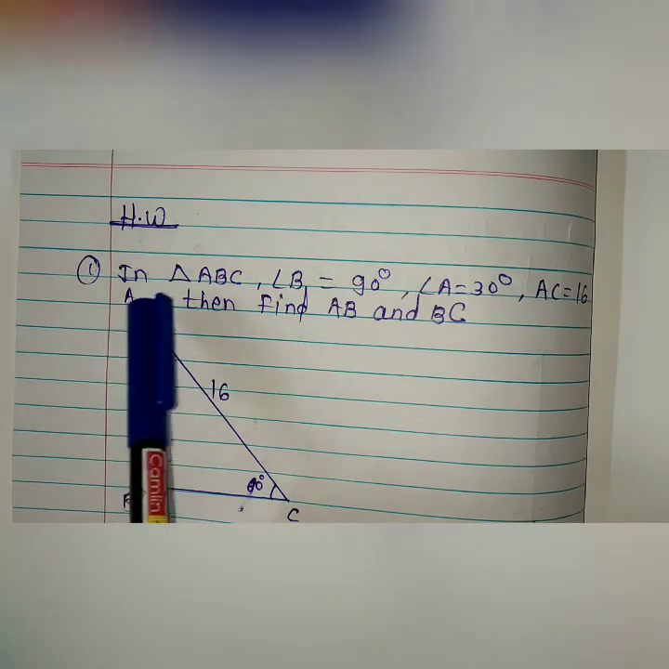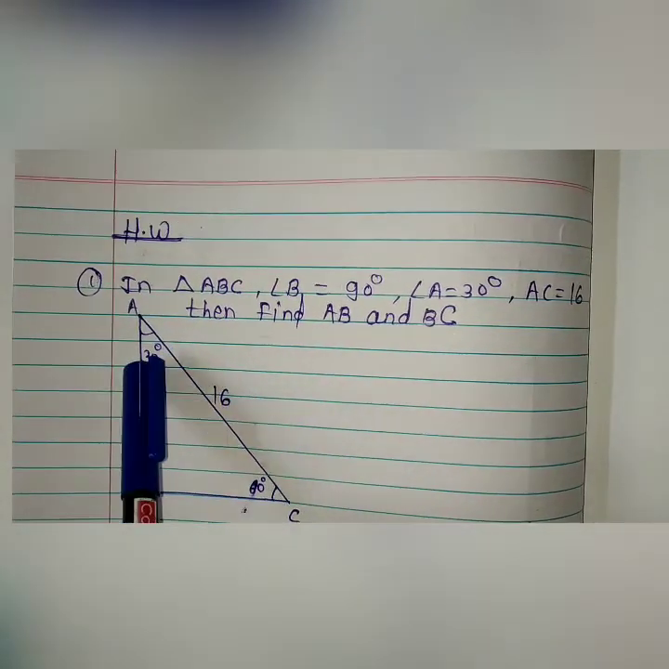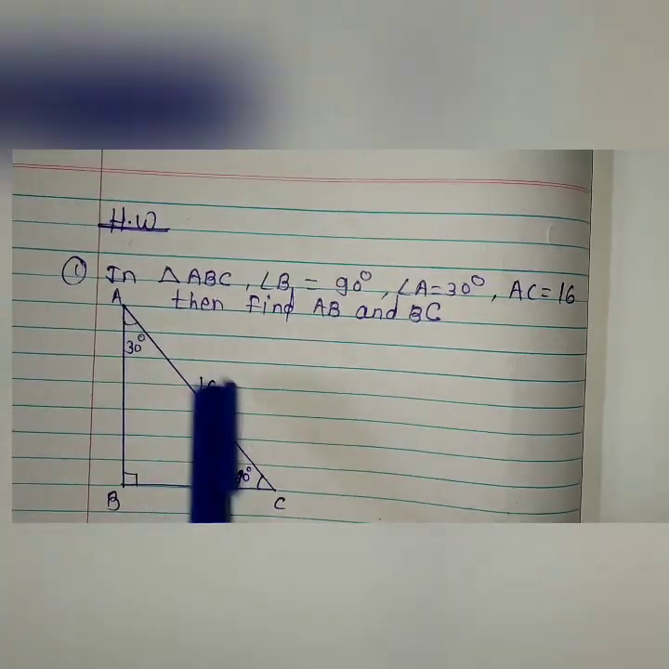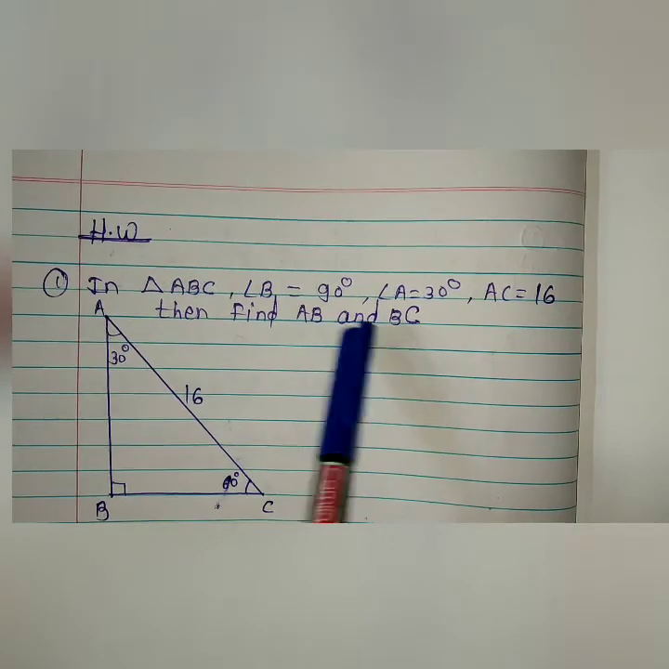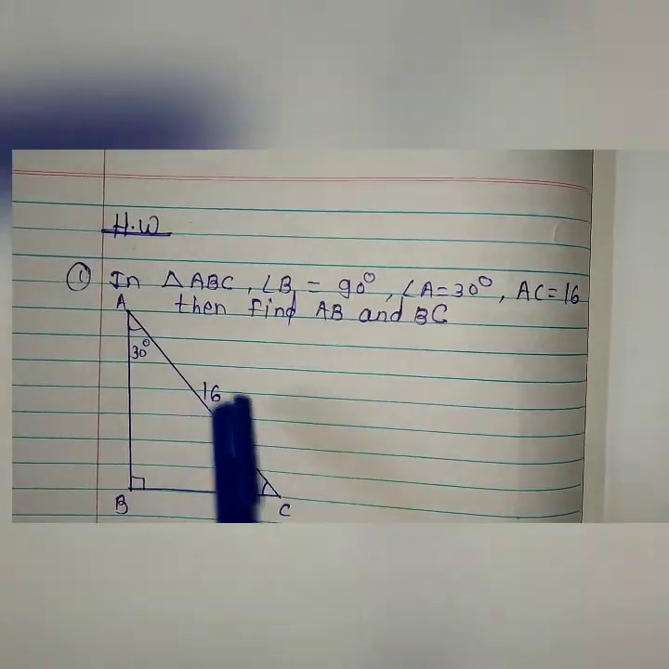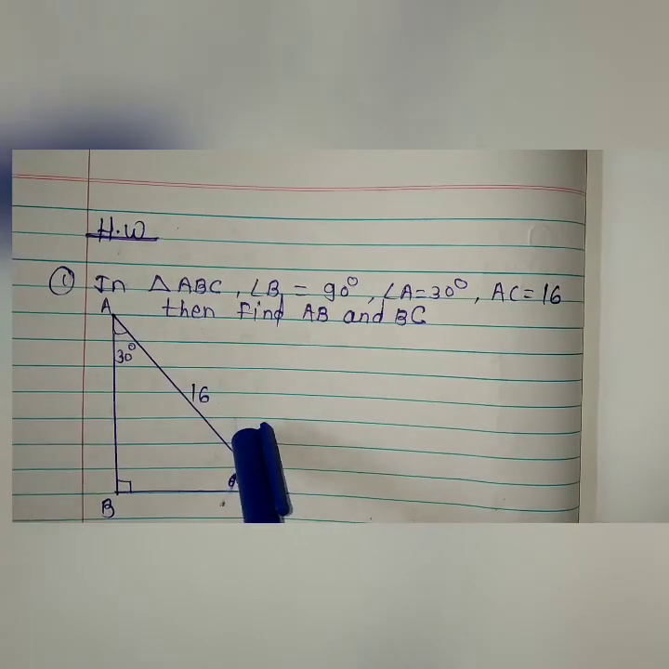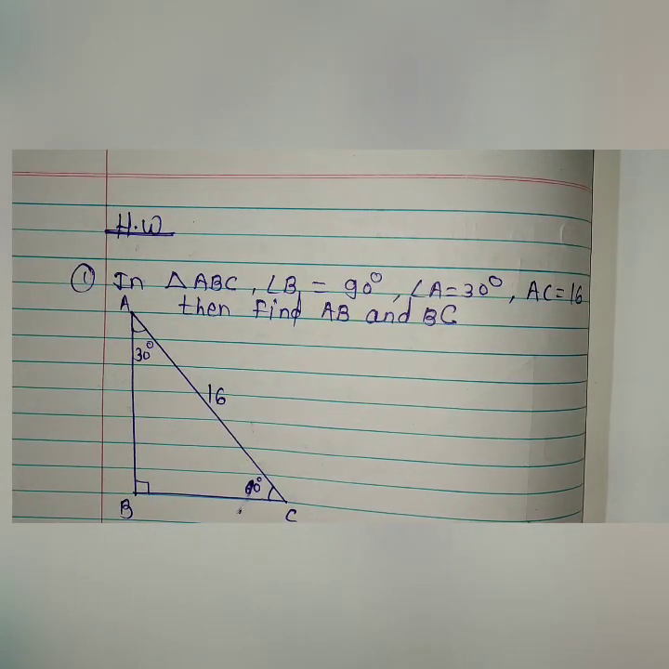Okay. Homework. In triangle ABC, angle B is equal to 90 degree, angle A is equal to 30 degree, and the length of AC is equal to 16. Then find AB and BC. Here AC is the hypotenuse, and these two are the acute angles. Apply the properties and find the lengths of AB and BC. Thank you.